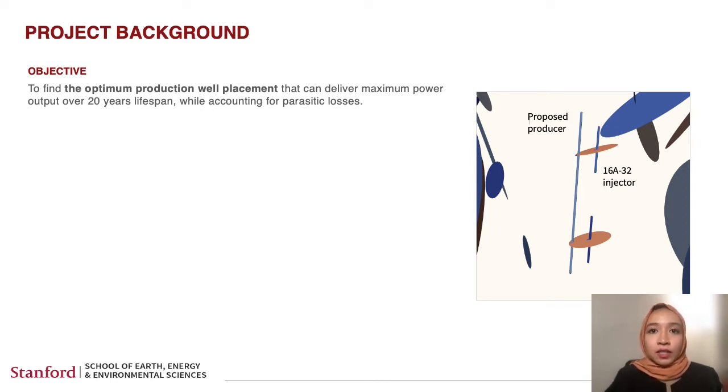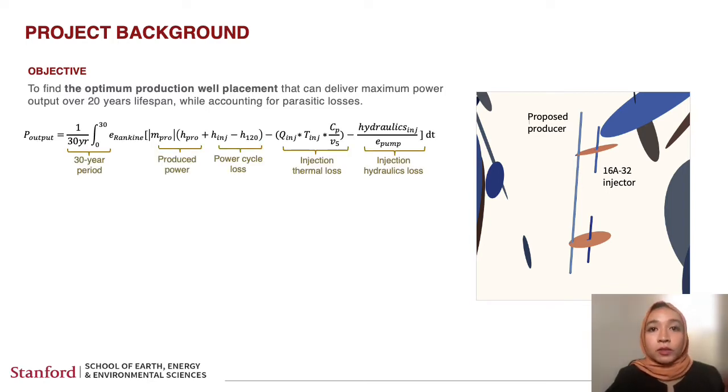This objective can be translated into an objective function, and we took the liberty of expanding the objective function that was given in the kickoff into this formula. First of all, we lengthened the period to 30 years, so we have a safety net for the power generation. We also added more loss terms for the power output calculation so that it becomes more accurate. For instance, we have power cycle loss, injection thermal loss, and also injection hydraulic loss for the power output as an objective function.